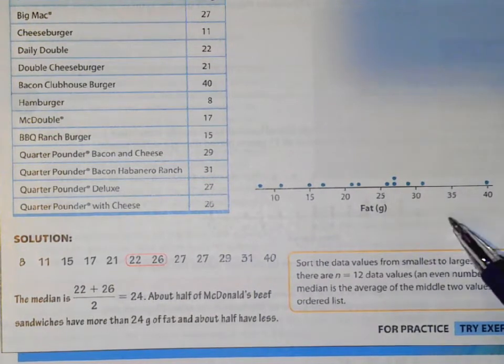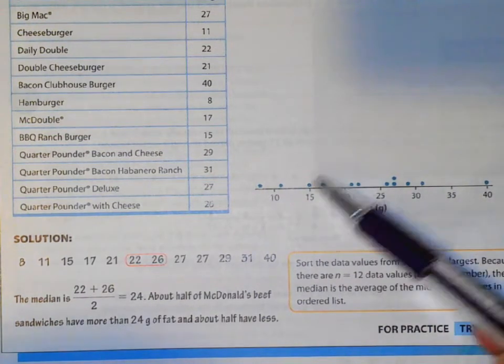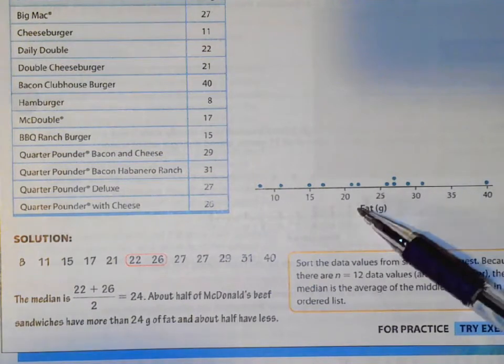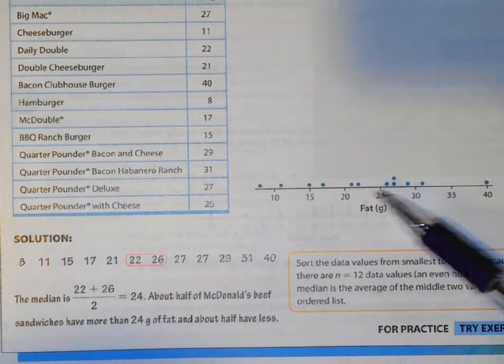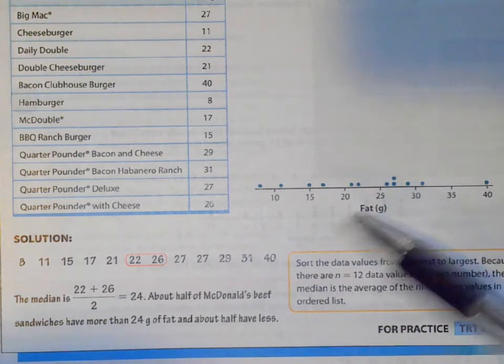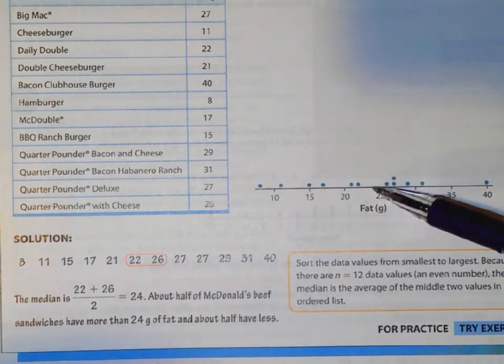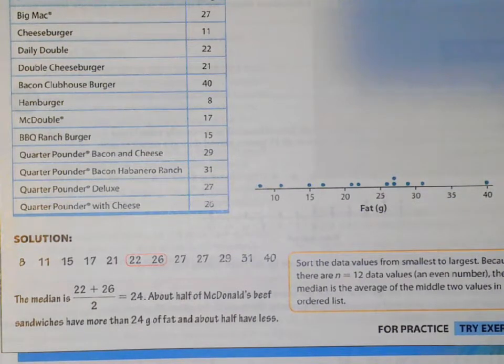If you do this over here, once again, you can start crossing them out until you get to 22 and 26. Those two are the middle ones. You add them together and divide by 2, just like we did there. Our median would be 24. So that's how you do the median.